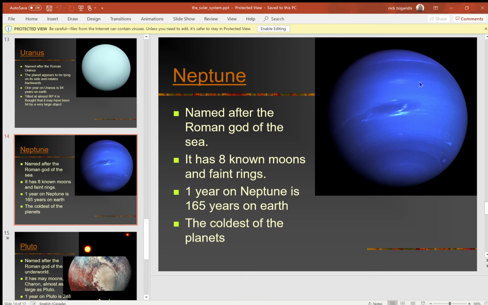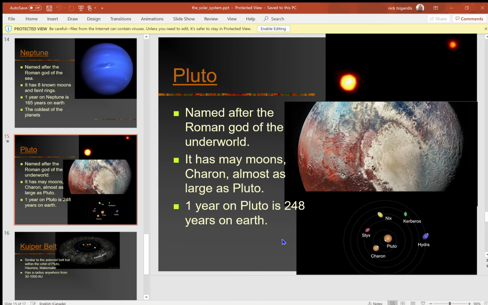So you can actually see it has very active weather, with very high wind velocities. It's got this very bright blue, almost like a royal blue color, and that royal blue color is caused by the methane that's inside the atmosphere there. So that's Neptune, and you can understand why they called it the Roman god of the sea, because it's got that nice blue color. A little bit further out, a former planet, but planet nonetheless.